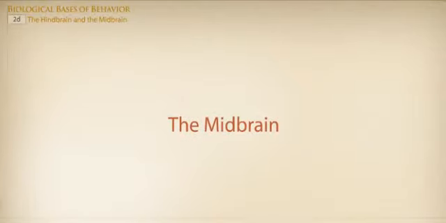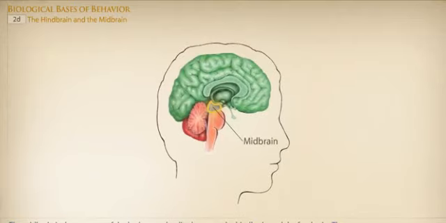Now let's take a look at the midbrain. The midbrain is the segment of the brainstem that lies between the hindbrain and the forebrain. The midbrain is concerned with certain sensory processes, such as locating where things are in space.